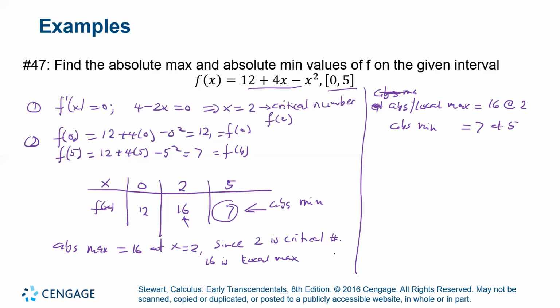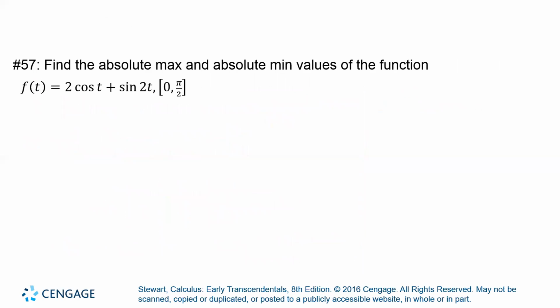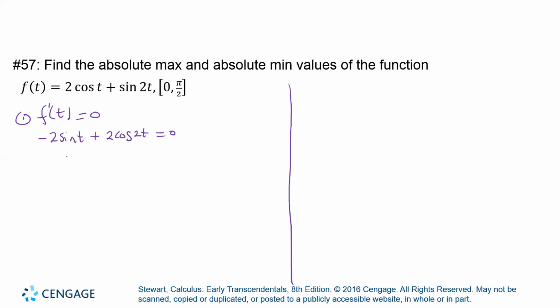Okay, and then finally, this is also a trigonometric function. So step 1, we find f prime of t and set it to 0. If we differentiate that function, we get minus 2 sine t, and then plus 2 cosine 2t. Now let's set this to 0.